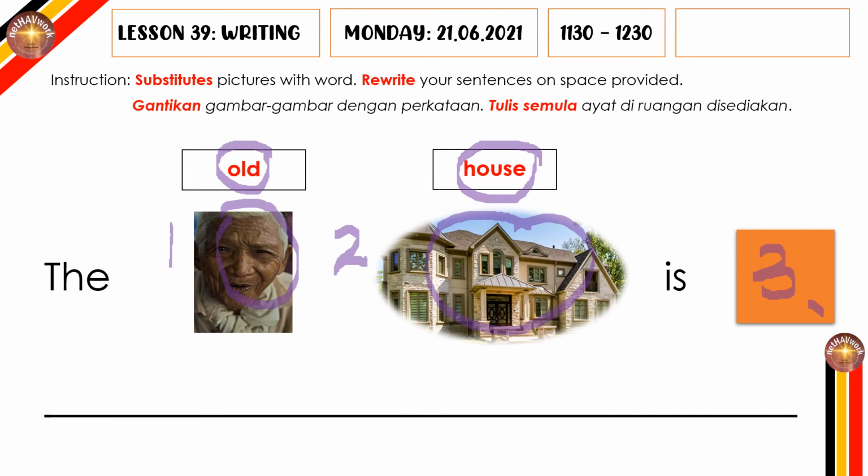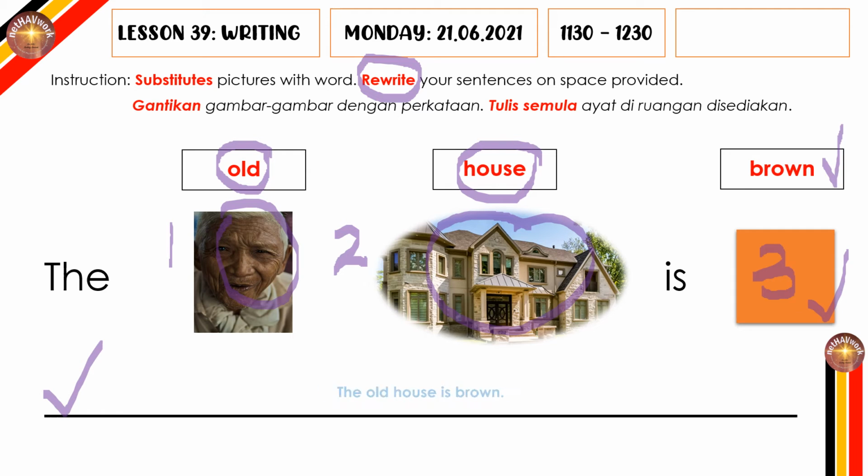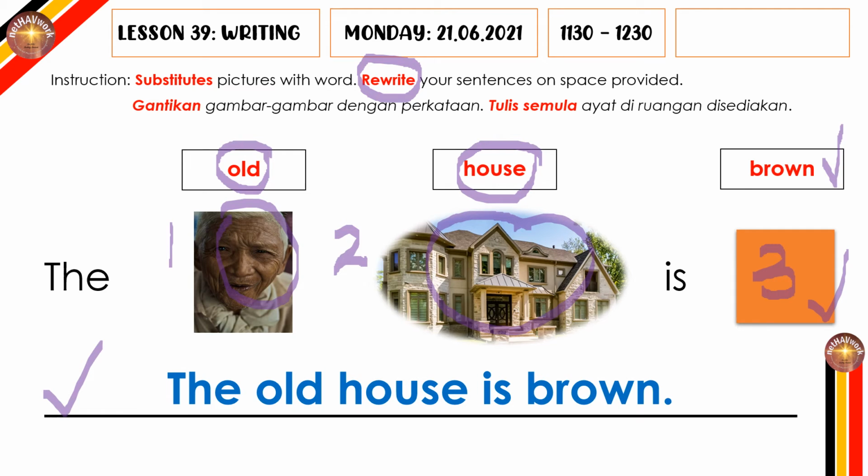Alright, so what color is this? This is brown. So you write brown here. After you finish, then rewrite your sentence on the space provided here. Alright, so it will be the old house is brown. Alright?